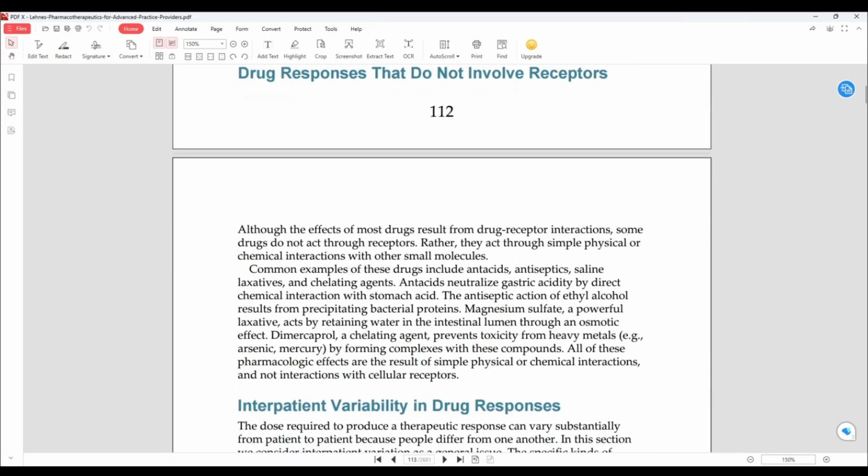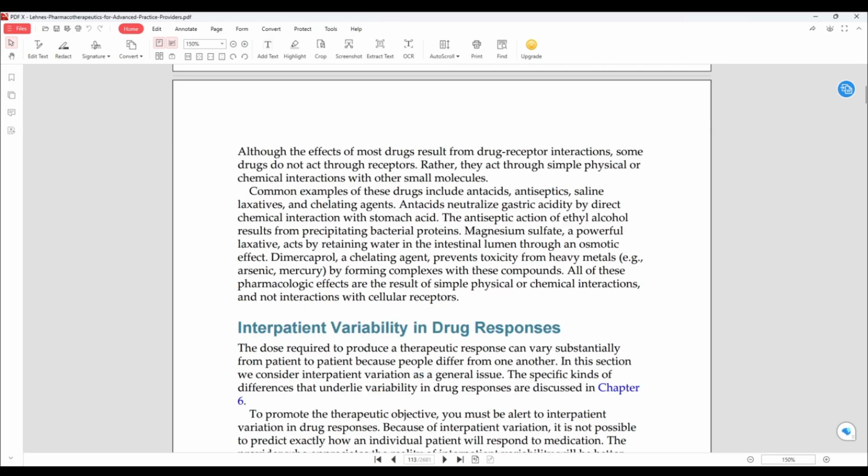Drug responses that do not involve receptors. Although the effects of most drugs result from drug-receptor interactions, some drugs do not act through receptors. Rather, they act through simple physical or chemical interactions with other small molecules. Common examples of these drugs include antacids, antiseptics, saline laxatives, and chelating agents. Antacids neutralize gastric acidity by direct chemical interaction with the stomach acid. The antiseptic action of ethyl alcohol results from precipitating bacterial proteins.